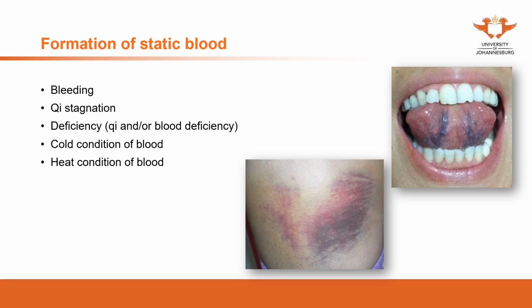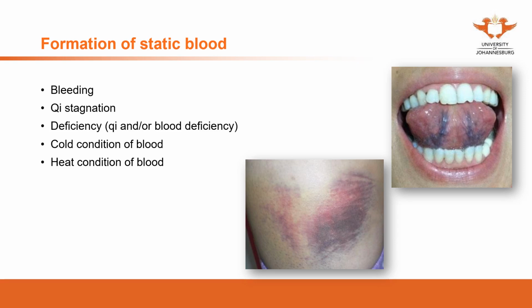The second is qi stagnation. Qi stagnation is also very easy to understand. The reason why qi stagnation will cause static blood is the relationship between the qi and blood. When we studied previously the essence, qi and blood, we said the blood is the vehicle or the carrier of qi. Qi is the commander of the blood.